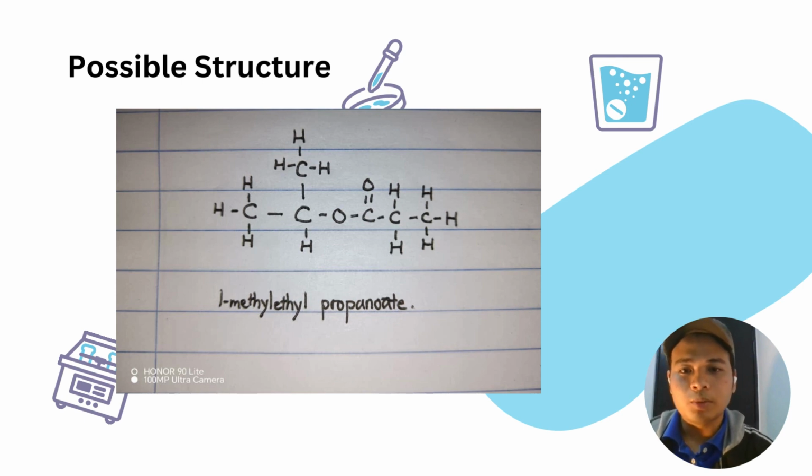So this is the possible structure that we have concluded from the 1H NMR and FTIR spectrum. The compound is 1-methylethyl propanoate, which has 6 carbons bonded with O and double bond O. So this is the possible structure that we have concluded. Thank you.